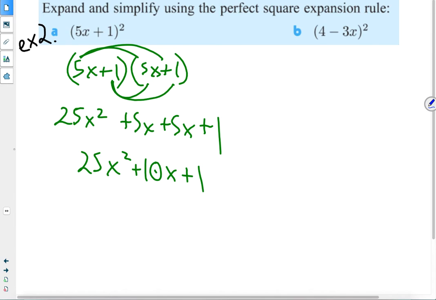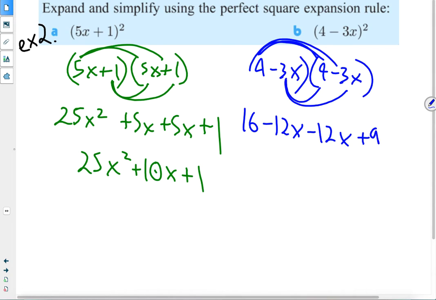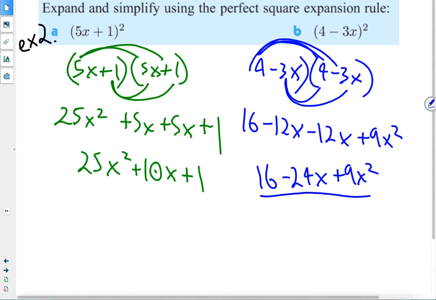Okay, now in example B here, I'm going to do 4 minus 3x times itself, 4 minus 3x, and remember to double distribute. 4 times 4 is 16, so I get 16 minus 12x, again minus 12x, negative times a negative is plus 9x squared. So as I collect my like terms, I get 16 minus 24x plus 9x squared. And that is 4 minus 3x quantity squared.